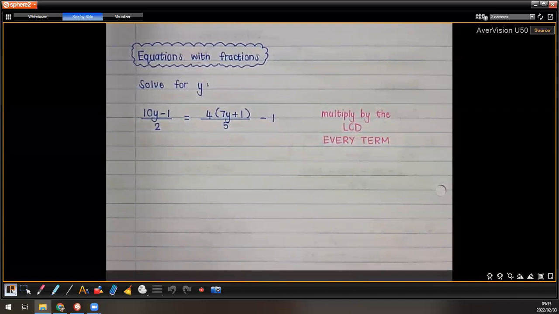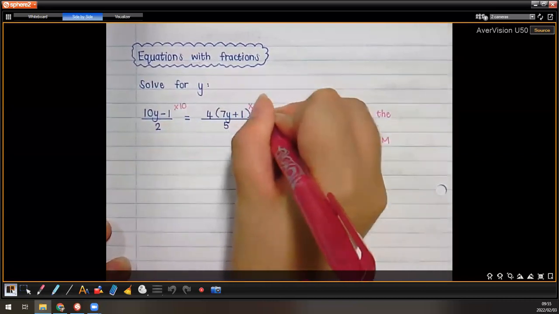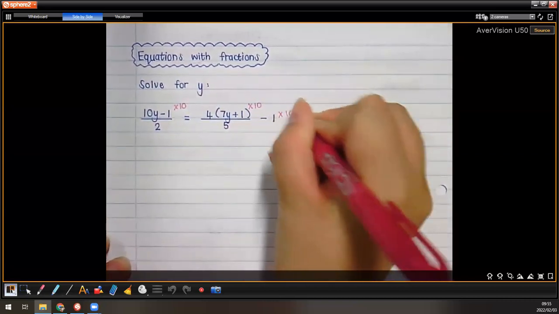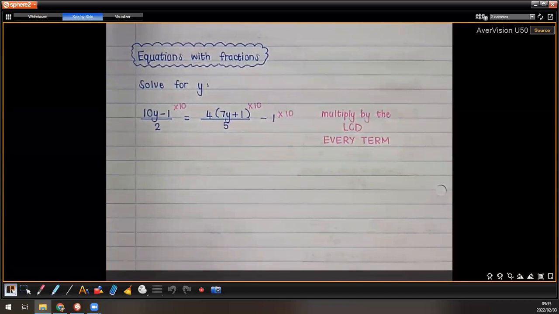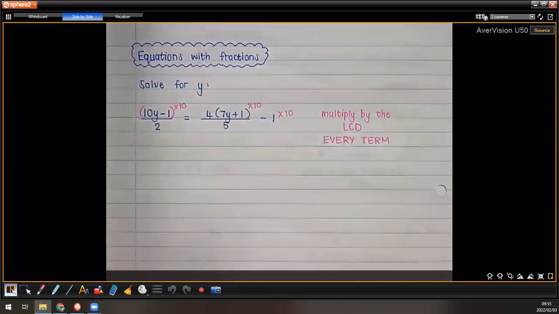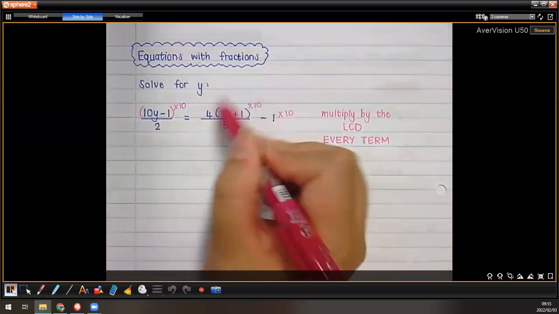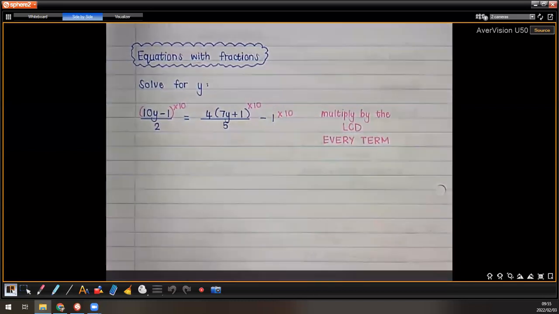Now, what is the LCD of 2 and 5? 10. I'm going to multiply this by 10, and the negative 1 as well. Every single term is being multiplied by 10. Now we need to remember again, we have 2 terms here at the top that are multiplying by 10, so let's put brackets around it. Here I need to remember that there is already a 4 there, so this is actually a 40 in a sense.